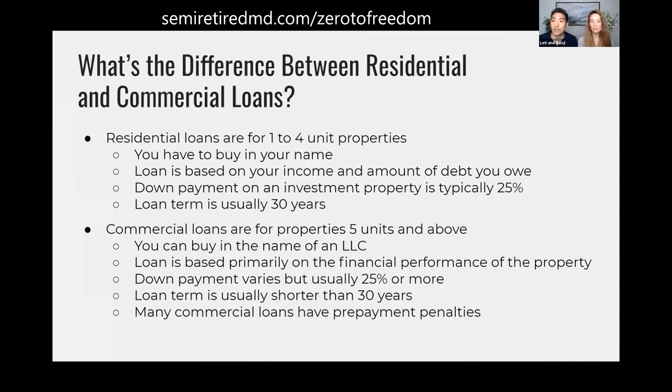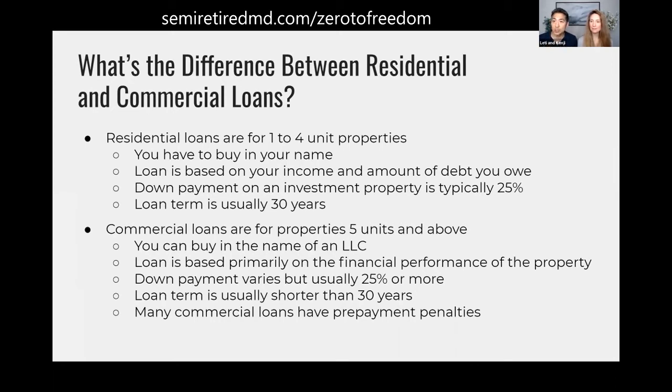The next one with a residential loan is that the down payment on an investment property is typically 25%. I know a lot of people who get residential loans for their primary residence are used to paying a lot less, sometimes 5%, sometimes 10%, sometimes 20%. And then finally, residential loans for an investment property, typically the loan term is 30 years. Now you can get a shorter term, but for a lot of reasons, we would recommend that people go for a 30-year term.